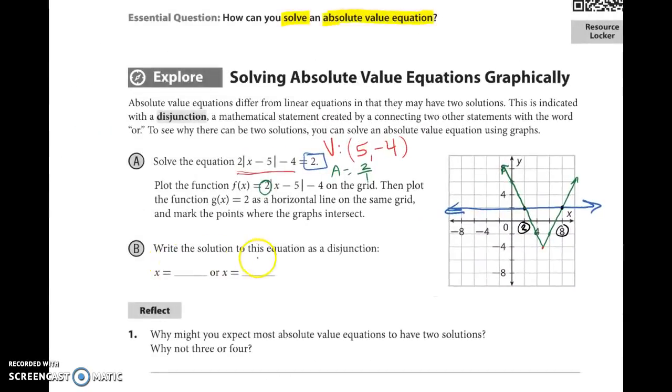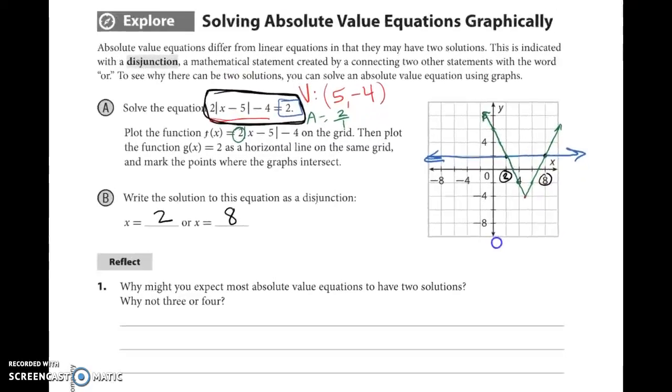So now it says write the solution to the equation as a disjunction. So for this statement to be true, x can either equal 2 or x could equal 8. So this is the disjunction statement that they're talking about. x equals 2 or x equals 8 makes this statement true.